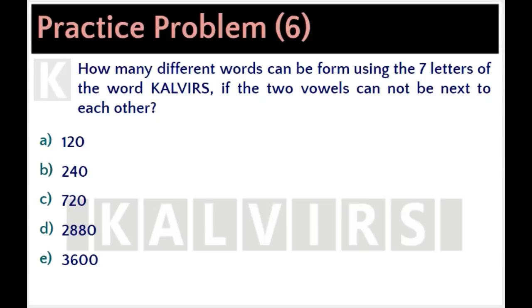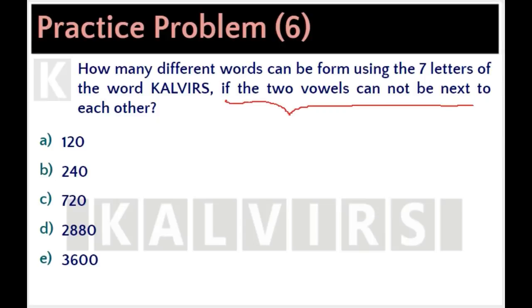How many different words can be formed using the 7 letters of the word Kalvirs if the 2 vowels cannot be next to each other? So, first of all, is the order of the letters important? Since the order in which the letters are arranged matters, this problem involves permutations. Now, in order to find what they want, we need to calculate the complement. Calculating the complement involves calculating the opposite case. They want the 2 vowels away from each other. So we're going to calculate the case in which the vowels are always together.